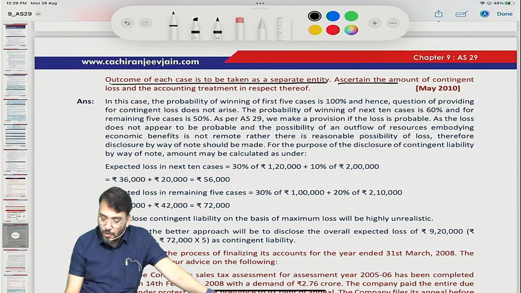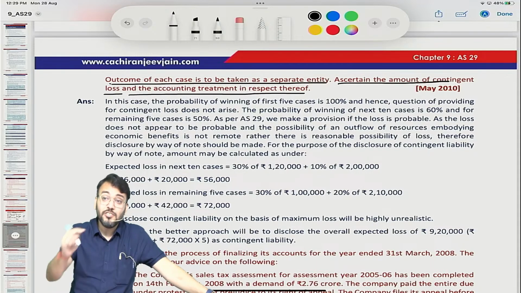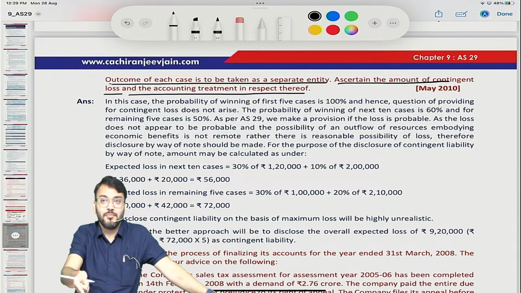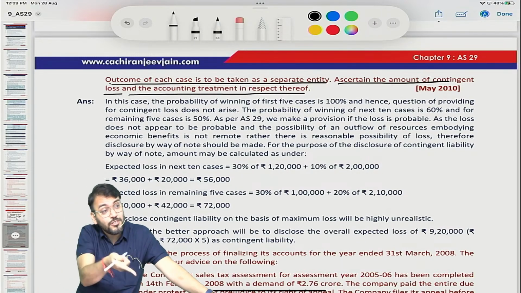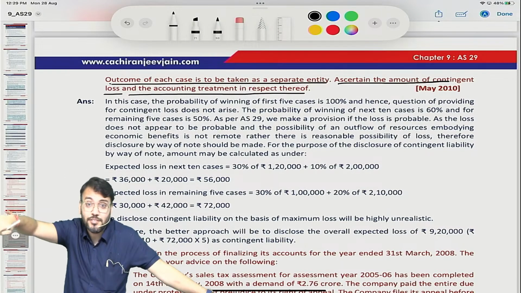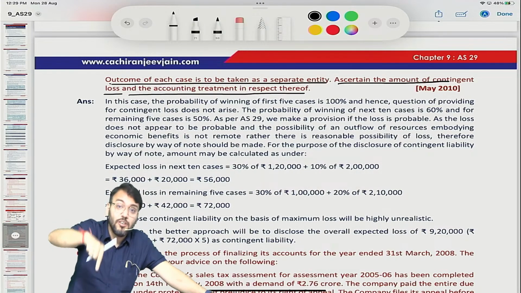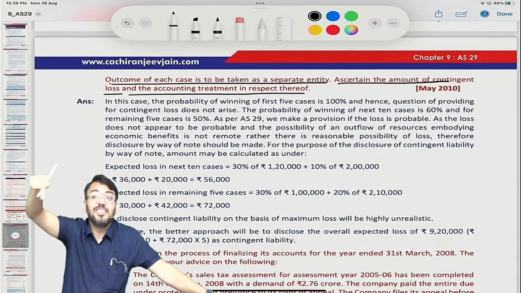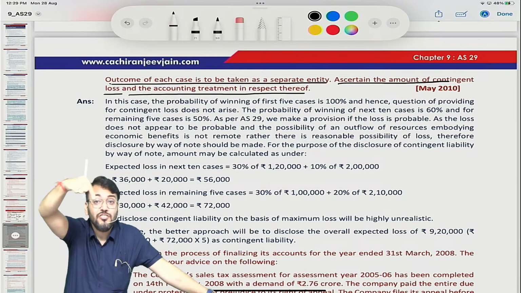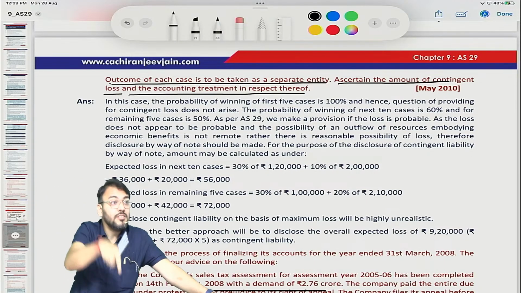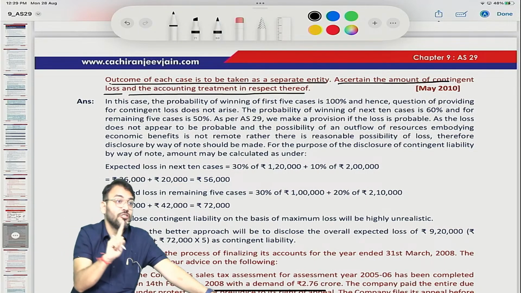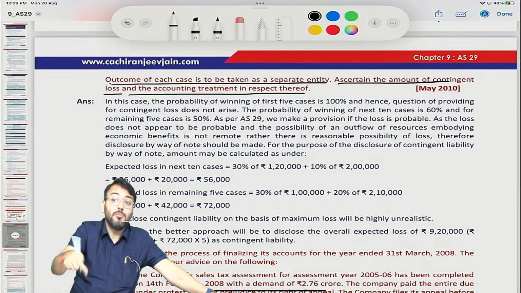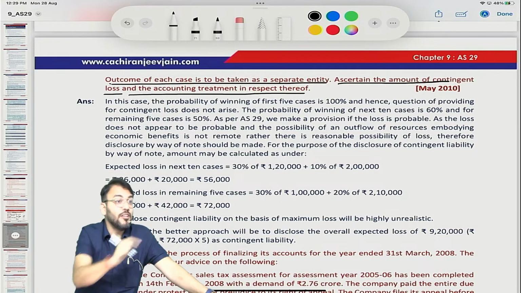As an amount of contingent loss and the accounting treatment in respect of that. Now, contingent loss does not mean contingent liability. So contingency may be provision, may be contingent liability. So don't misunderstand that contingent loss becomes contingent liability. I have first defined contingency. So that is contingent loss. It can be provision, can be contingent liability. Yes or no? So don't misunderstand that it will always be contingent liability. It can also be provision.